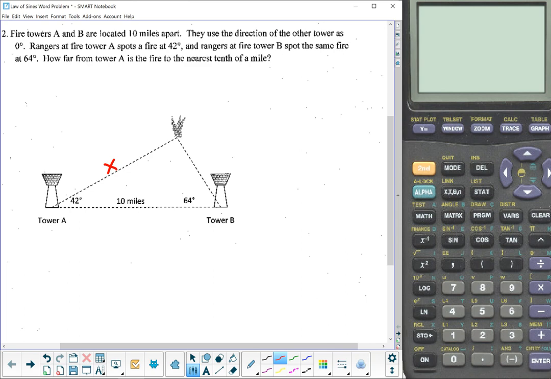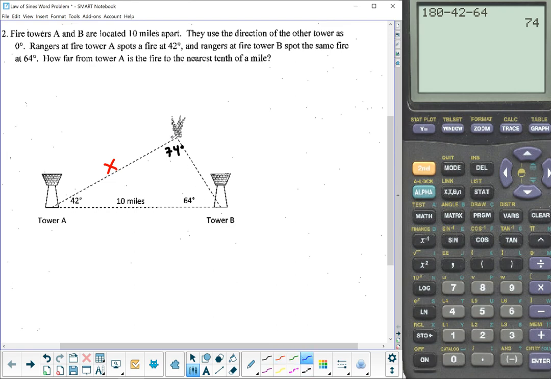So it looks like we have two angles. We can actually find the third angle. We start with 180 degrees and subtract away the 42 degrees at tower A and the 64 degrees at tower B. That will give us 74 degrees at the top where the fire is.